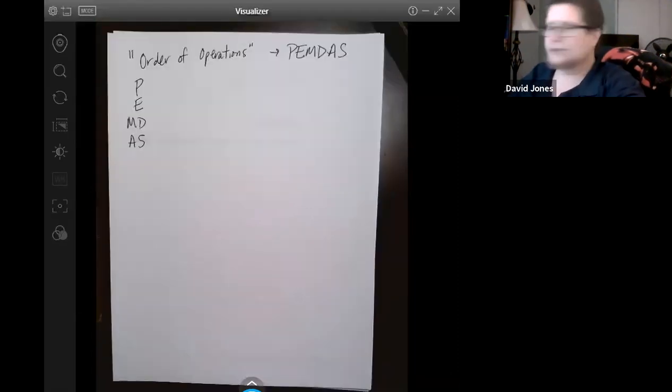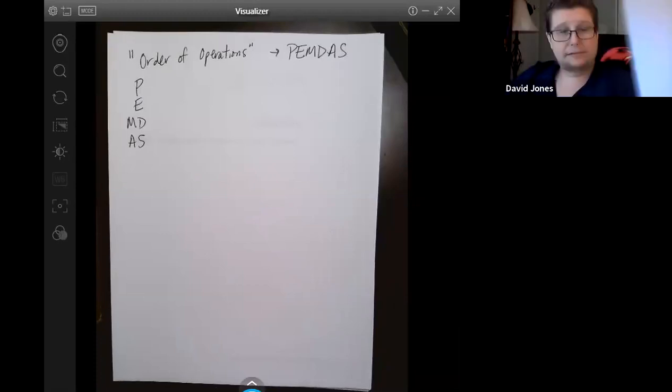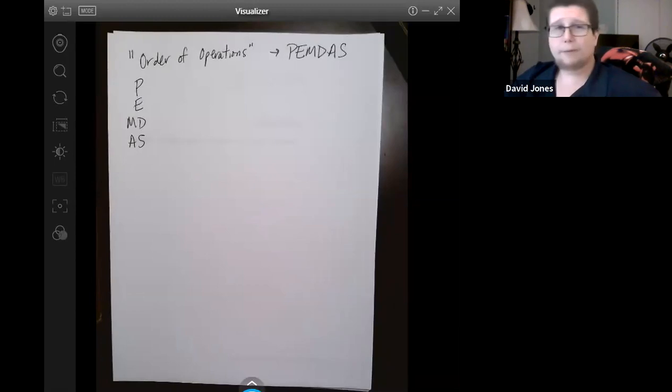All right, we resumed recording. This is the page we were on. And so it has order of operations. We're talking about order of operations. It's abbreviated PEMDAS. It's an acronym. I tend to write it vertically like this with MD on the same line and AS on the same line because this is the order that they happen in.